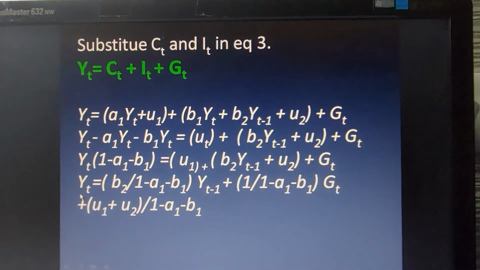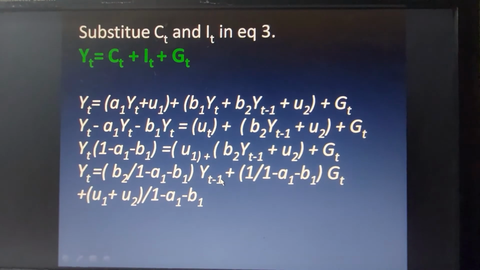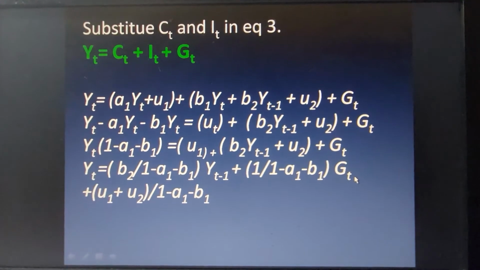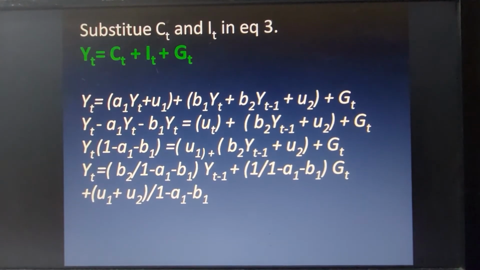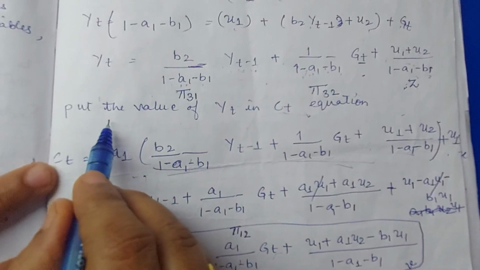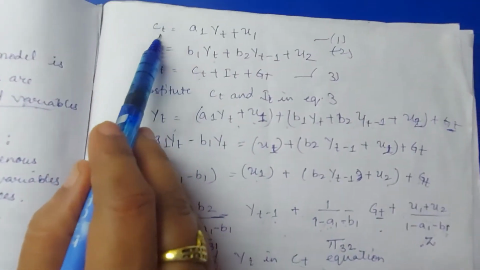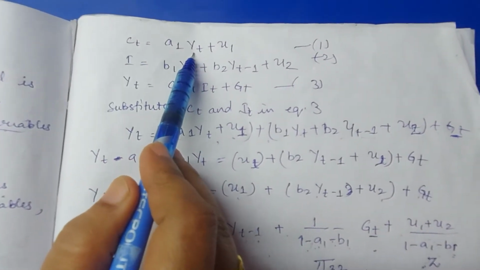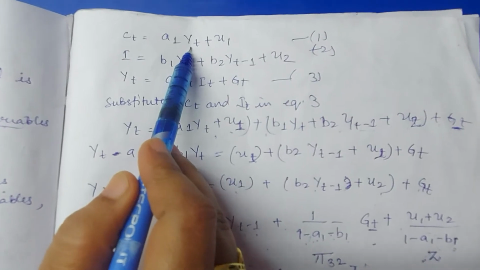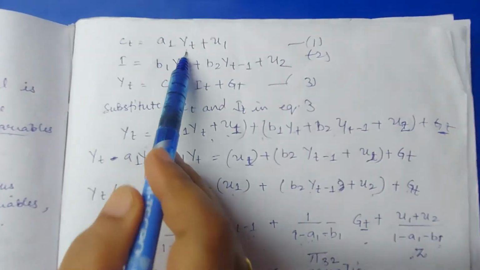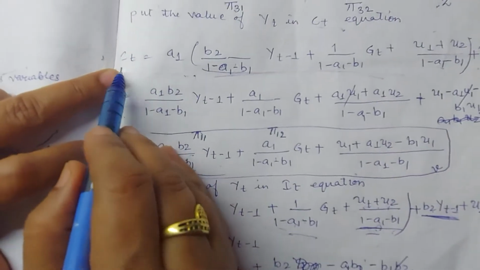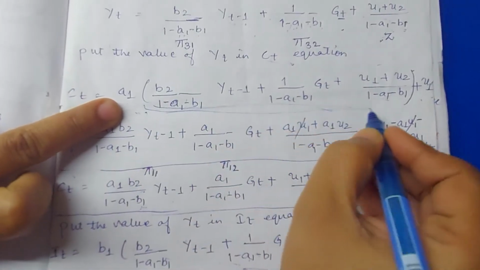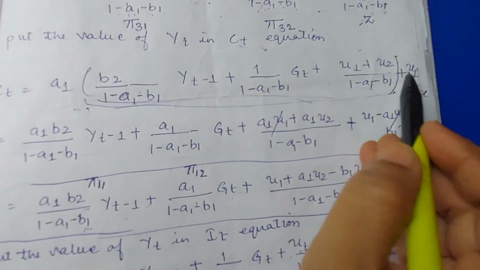Here we are seeing that Yt is the function of the exogenous variables, as we know that Yt minus 1 and Gt both are the exogenous or predetermined variables. Now we will solve the equation of Ct, and in this Ct equation we will put the value of Yt which we have solved right now. Just look at the equation. Ct is equal to a1 and this is the value of Yt which we have just found, plus mu1.